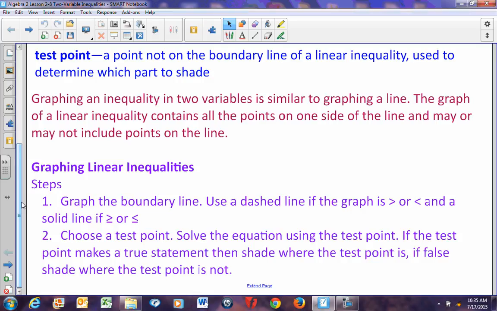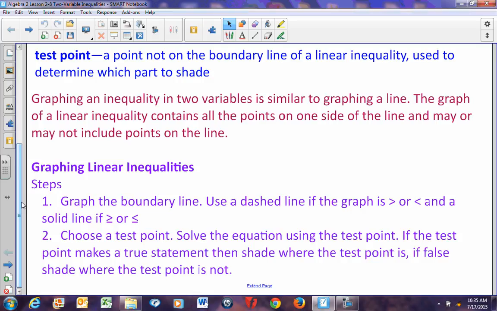To graph your linear inequality, you're going to graph your boundary line. You will use a dashed line if your graph is a greater than or less than, which means the points on that boundary line are not part of the solution. You will use a solid line if it is greater than or equal to, or less than or equal to, which means the points on your boundary line are part of the solution.